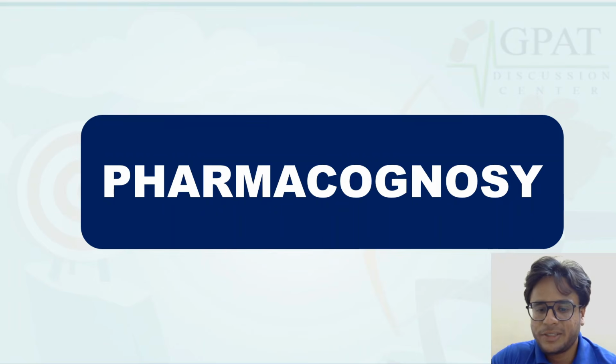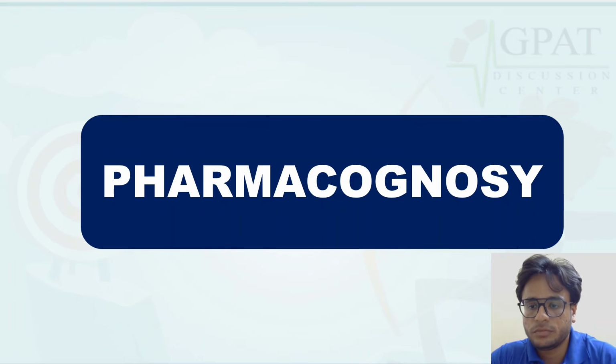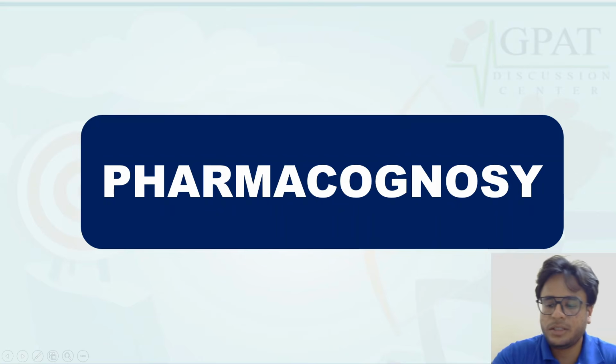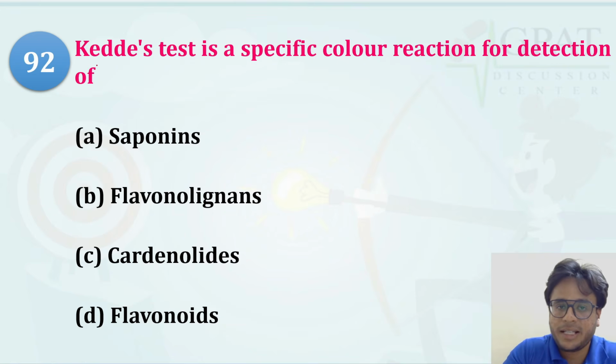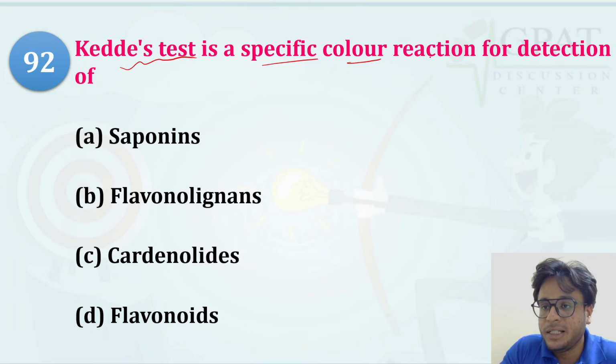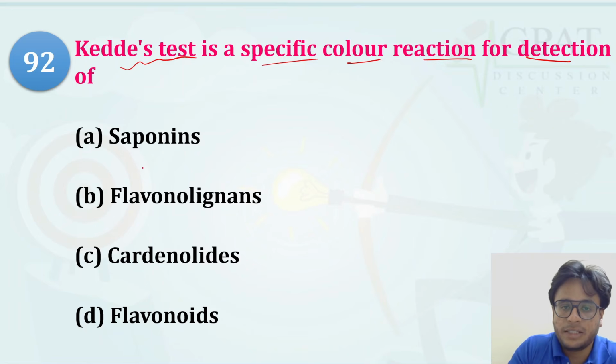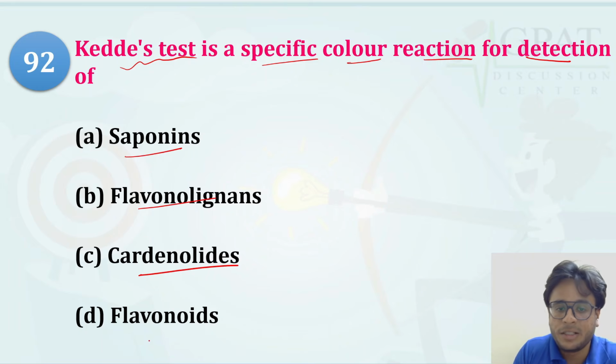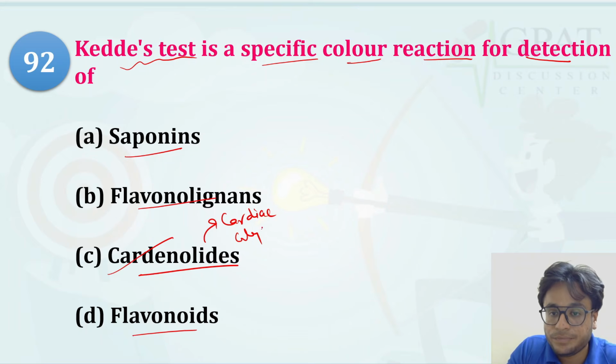So hello guys, let's start with the pharmacognosy section. Yes, this is going to be the first question, on your screen: the Kedde test. They are asking which will give a specific color reaction for the detection of either saponins, flavonoids, cardenolides, or anthraquinones. The Kedde test is mainly given by the cardenolides, that are also known as the cardiac glycosides.